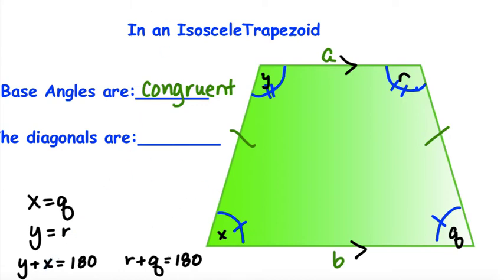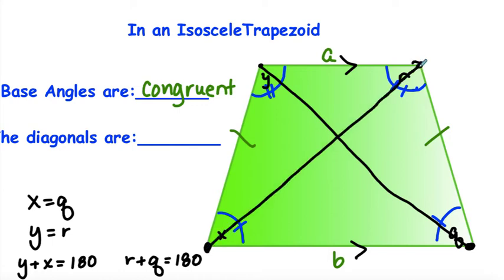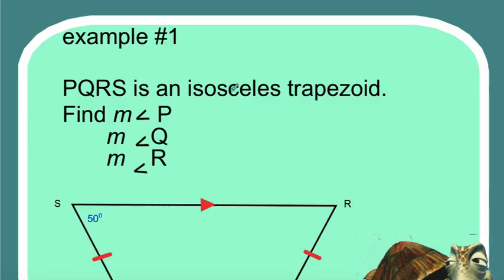Now, there's another thing that's true about the isosceles trapezoid that relates to the diagonals. Now remember, a diagonal is a line that goes from one corner right across to the other corner, like that. So it's got two diagonals, just like that. And the diagonals in an isosceles trapezoid are also congruent. Okay? Now, it does not mean that it is bisecting these angles, so be very, very careful to not assume that, okay?